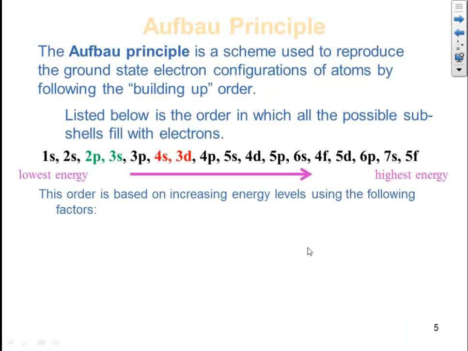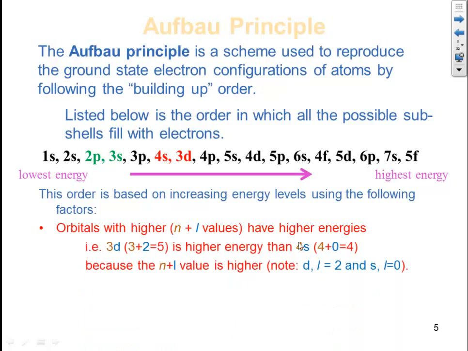This order is based on increasing energy levels using the following factors. Orbitals with higher n plus l values have higher energies. Example, 3d. n equals 3, d equals 2, add that up, I get 5. That's higher in energy than a 4s because n equals 4 plus 0 for the s equals 4, because the n plus l value is higher. Note d, l equals 2, and s, l equals 0.